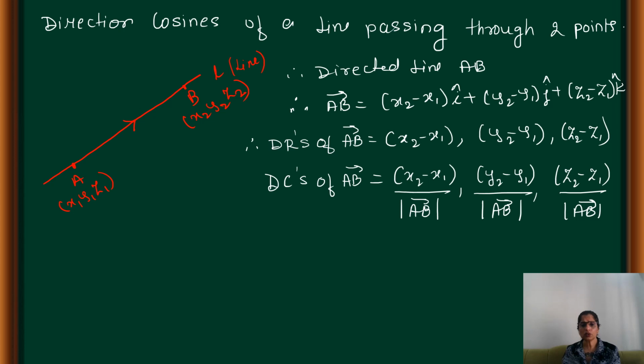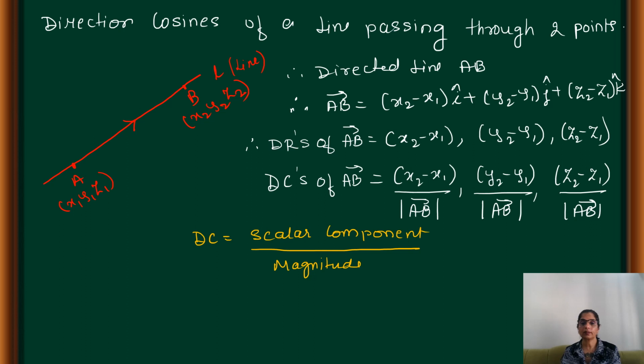Is this clear? So just remember, in case you need to use it anywhere else, what are direction cosines of a line? Direction cosines of a line are the scalar component divided by the magnitude of that vector. Scalar component of the vector divided by magnitude of that vector. This will give you the direction cosine of a line. Are we clear about it?